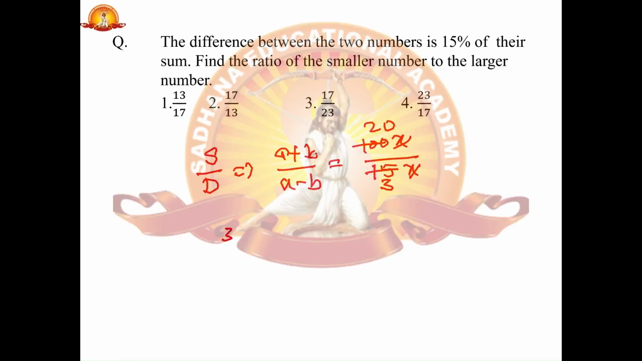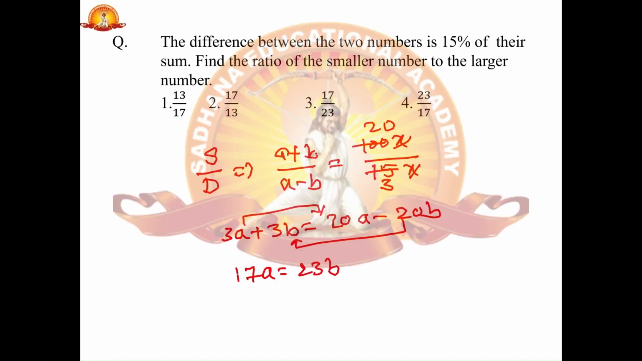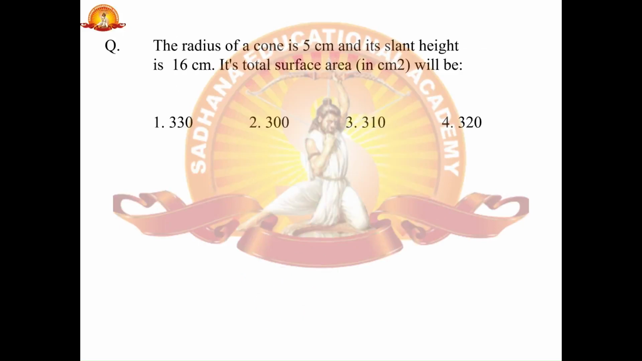So if I take cross multiplication, 3a plus 3b is equal to 20a minus 20b. So 3a brought to the right side, 20b brought to the left side. So we have 17a is equal to 23b. But I want to find the ratio between the smaller number and the larger number. So a is to b is 23 is to 17. The smaller number is 17, the larger number is 23. The ratio is 17 is to 23. Third option is the correct answer.